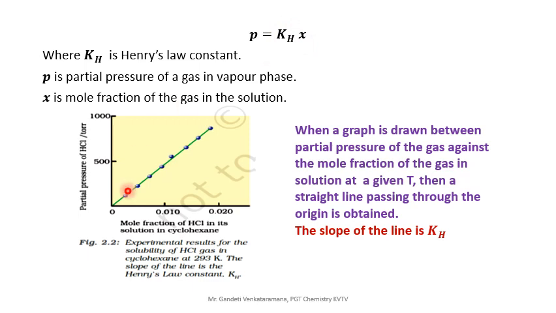Okay, y equal to mx plus c. So I will show you. Just write like this, y equal to mx. So m is the slope here. So what is the m here? Slope KH. So that's why the slope of the line is KH. This is a very important question.